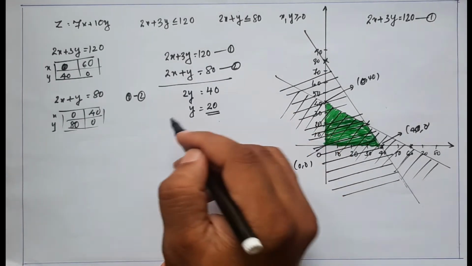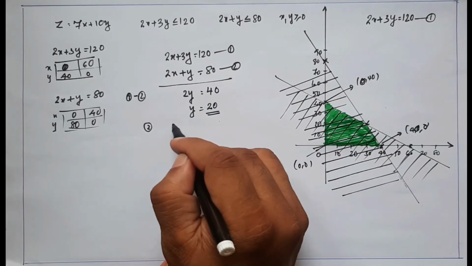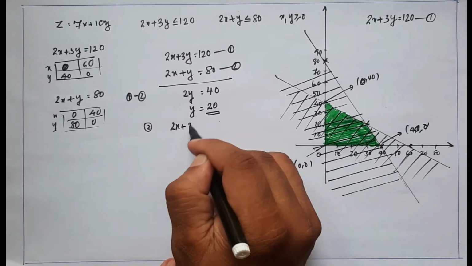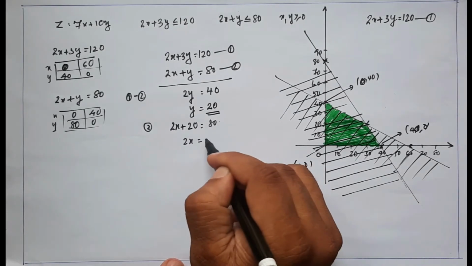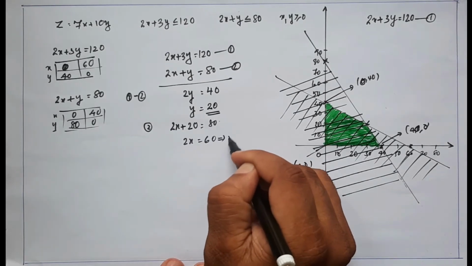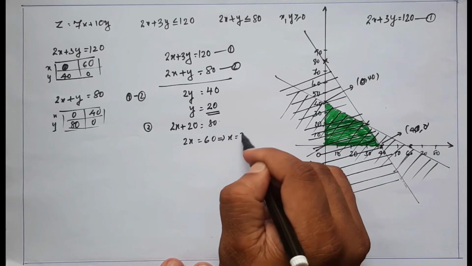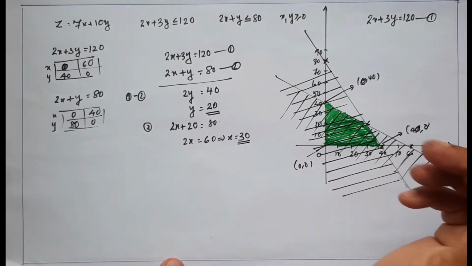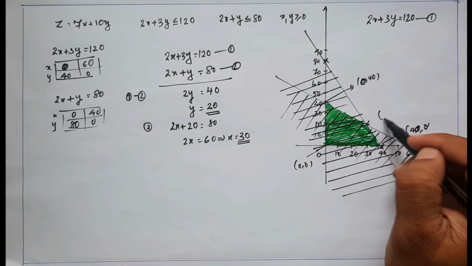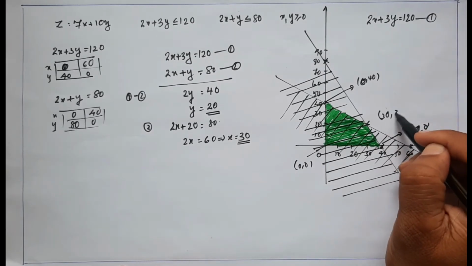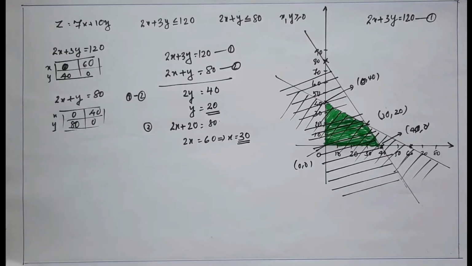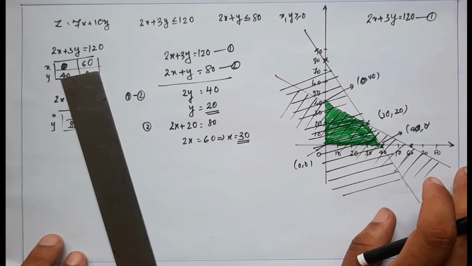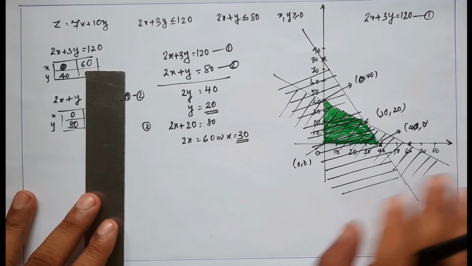Now substitute the values into equation number 2, and therefore 2x plus 20 is equal to 80, and therefore 2x is equal to 80 minus 20 is 60. That implies x is equal to 60 by 2, answer is 30. We get x is equal to 30 and y is equal to 20. Now we form a table for finding the maximum or minimum value.